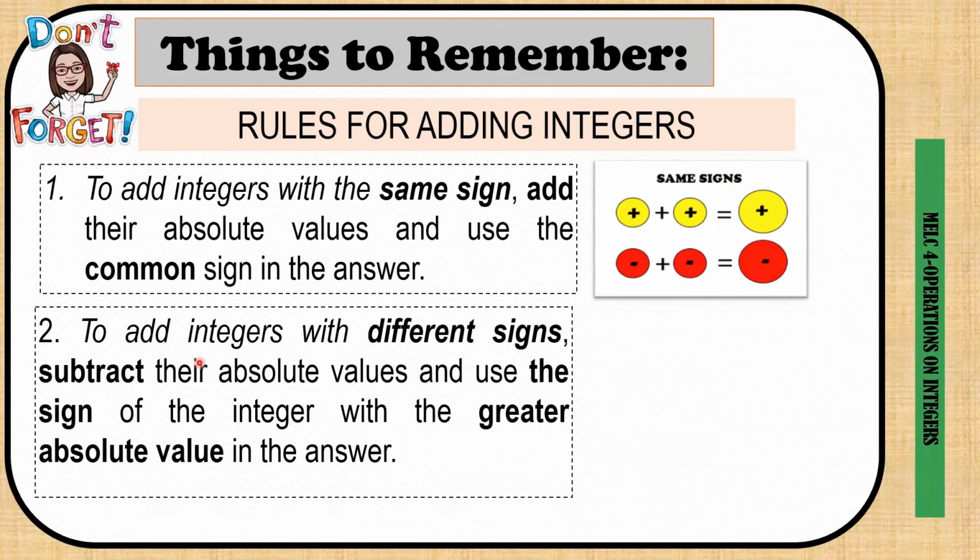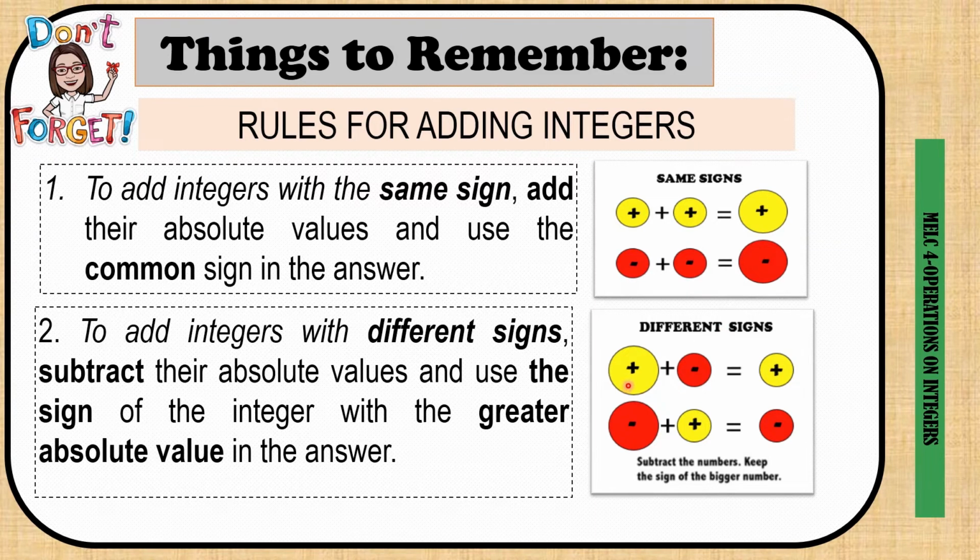Now, if you are going to add integers with different signs, subtract their absolute values and use the sign of the integer with the greater absolute value in the answer. It is shown here. For different signs, if you have a positive number which is greater than the negative number, you have to subtract and then just copy the sign of the greater absolute value. So that is positive. Another, if you have a greater value for negative plus a smaller value for positive, then you have to subtract and just keep the sign of the bigger number. So it will become a negative number. Okay, so that is what you have to remember when you are adding integers.